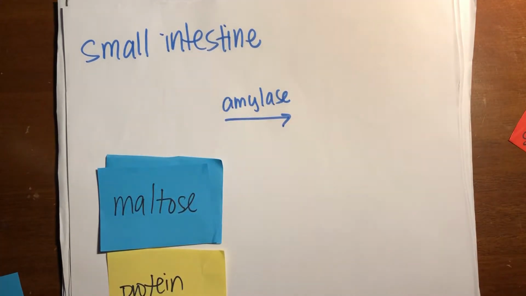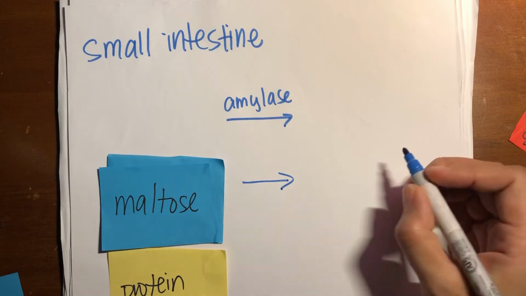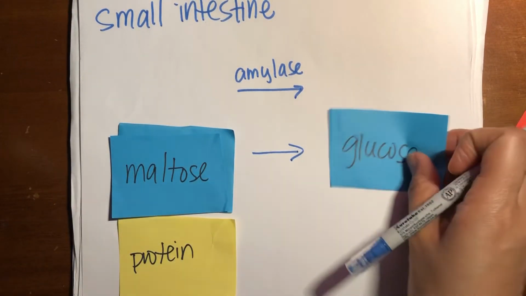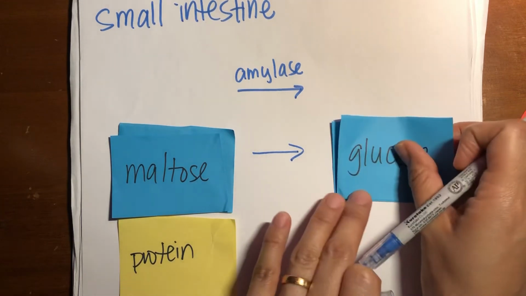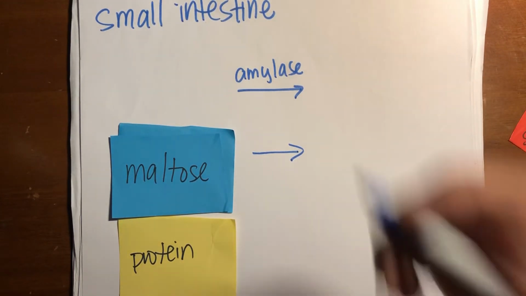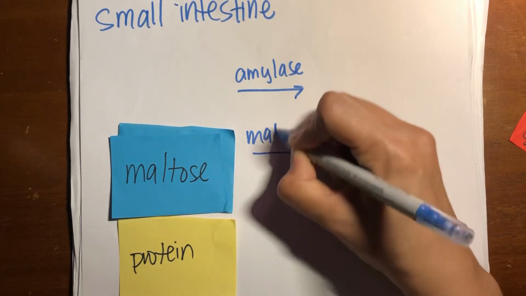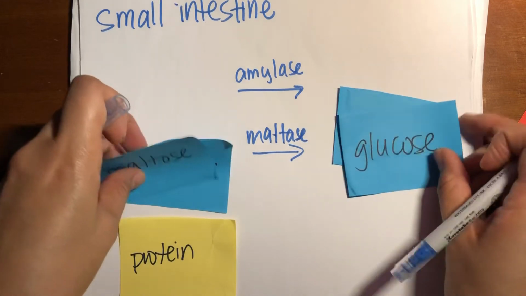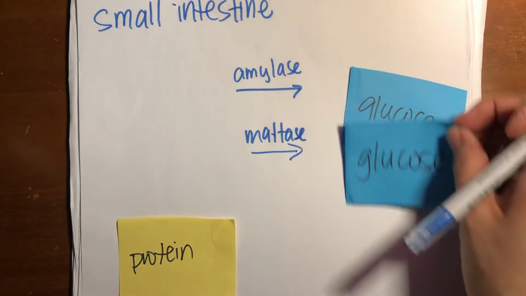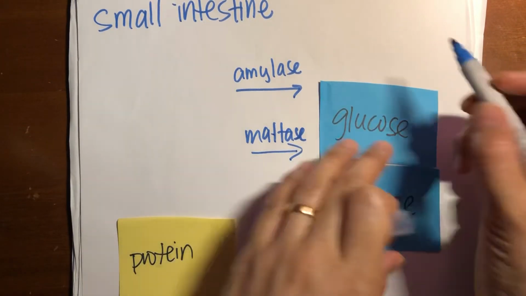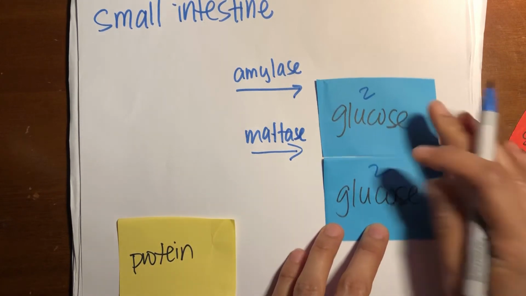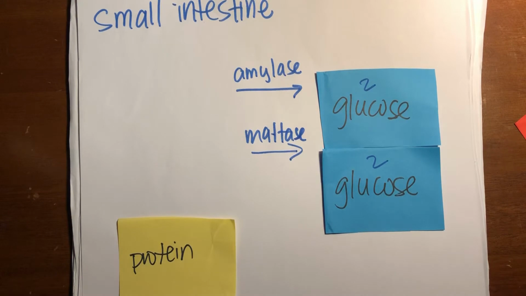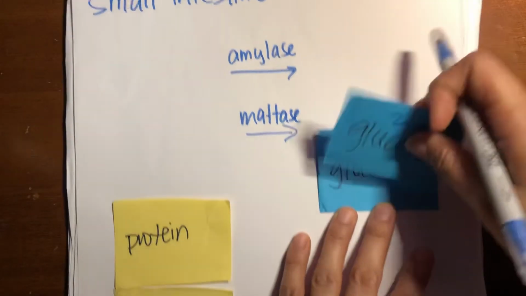And this maltose will be converted into glucose. Okay, I should put this one first. It will be broken down by maltase. These are 2 molecules. Becomes actually 4 molecules. This is 2 glucose, 2 glucose. Okay, so that is for the digestion of starch into glucose.